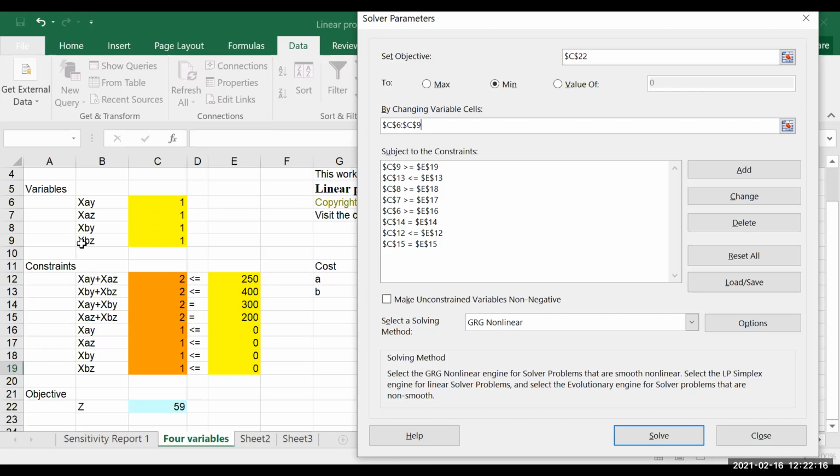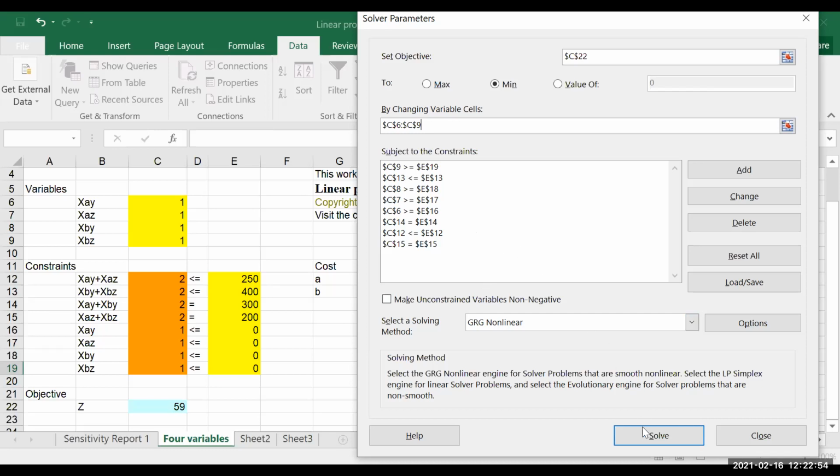C9 here is XBZ, which must be larger than 0. This is the boundary constraint. Then C13 is this one: the total of XBY and XBZ must be less than E13. So you add all the constraints here. Basically, the LP formulation, the optimization formula, you put into the constraints here.